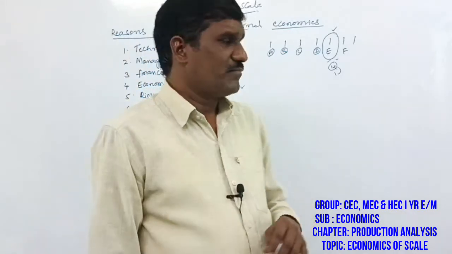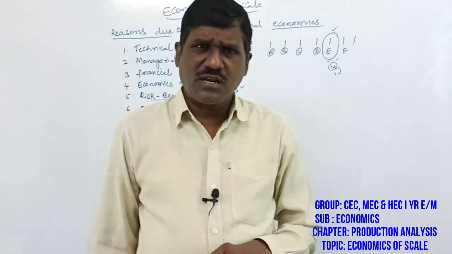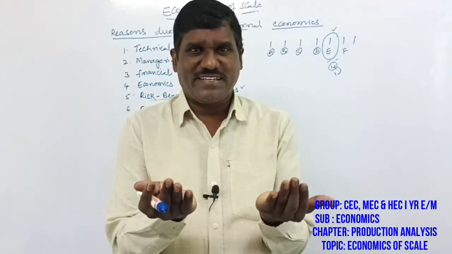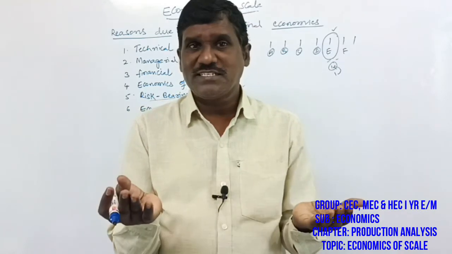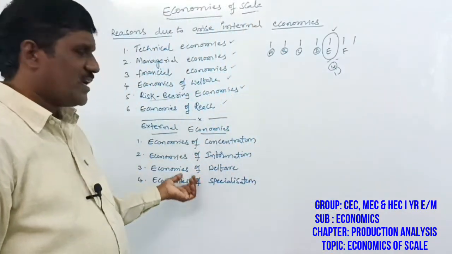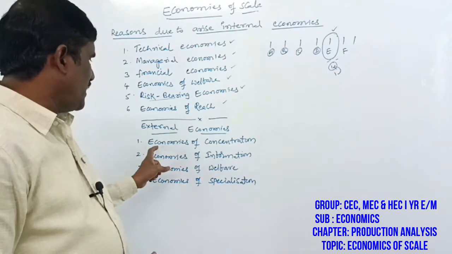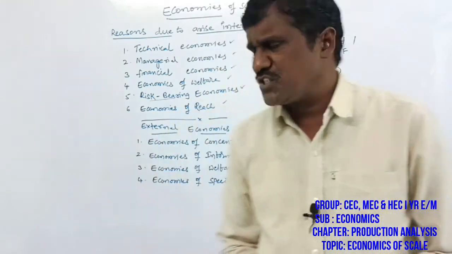Okay, then second, external economies. What is external? When the industry expands, means increases. When the industry output increases, all firms enjoy certain advantages, which are called external economies. One is economies of concentration. What is economies of concentration?